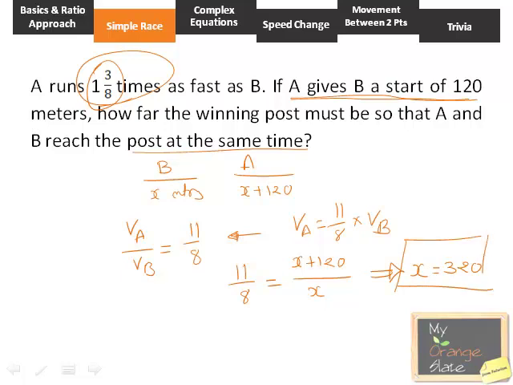But beware friends, 320 would always be there in the options and is very likely to be marked, and a mistake is made here, because how far the winning post must be refers to the total distance to be traveled, and that is the distance which is traveled by A and not by B. Hence the correct answer would be 320 plus 120, that is 440.